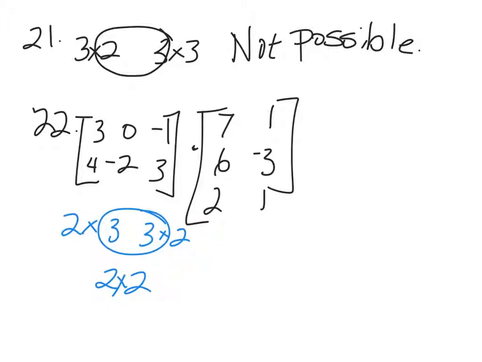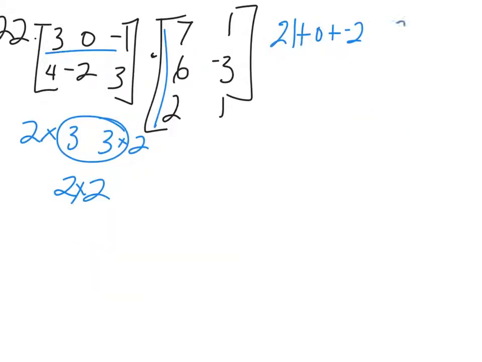So we're going to go first times first. We're going row by column. It's 21 plus 0, negative 2. And then 3 times 1. 0 times negative 3 is 0.